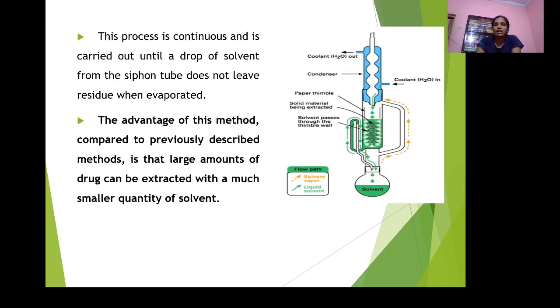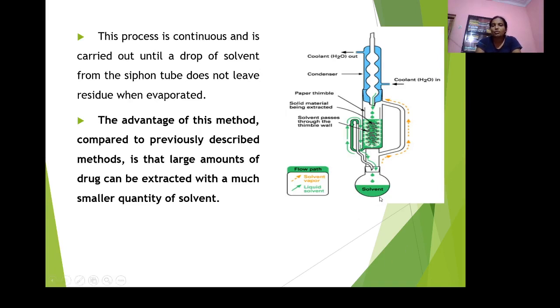And the advantage of this method as compared to the previous method is that by using a very small quantity of solvent, we can extract a large amount of drug. A large amount of drug can be extracted as compared to the previous method. But for this method of extraction, we require an assembly. That assembly is nothing but what is called a Soxhlet extractor, which contains various parts.